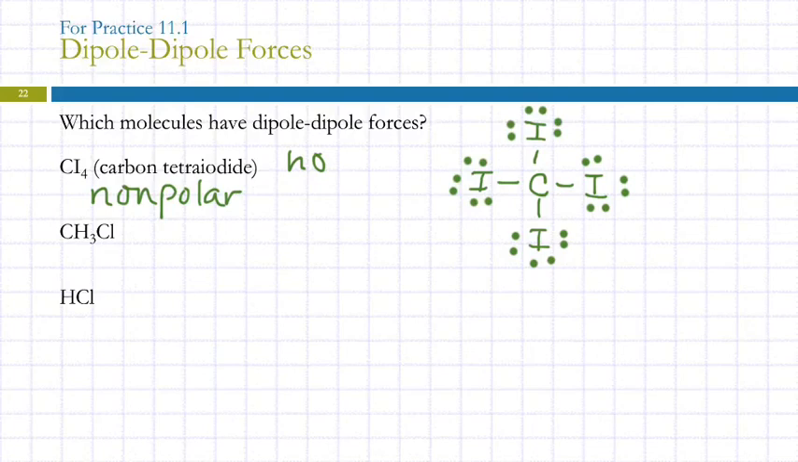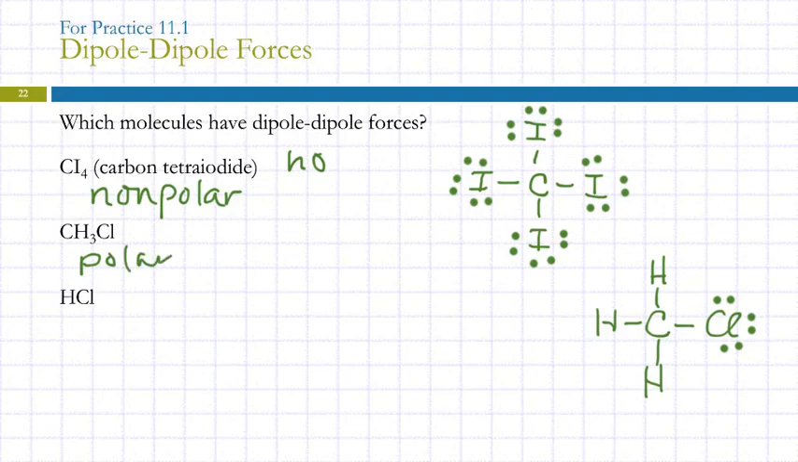How about CH3Cl? Well, carbon in the middle, hydrogen, hydrogen, chlorine, hydrogen, and then chlorine has some lone pairs. Is that polar? Yeah. There aren't any lone pairs on the carbon. These four bonds are distributed in a tetrahedral shape, but this one is different, right? So the molecule's lopsided. This is a polar molecule. So does it have dipole-dipole forces? Yep. All polar molecules have dipole-dipole forces. Let's look at HCl.